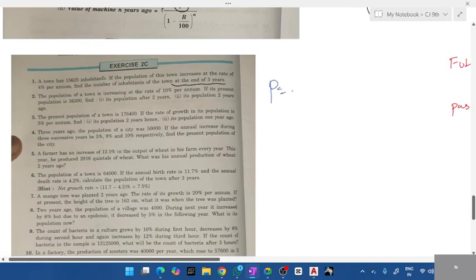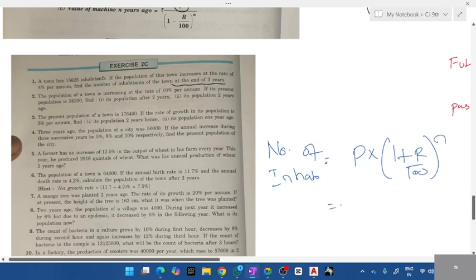P is equal to, for future, what do you do? Multiply or divide? Multiply. Yes. So what they've asked us is to find the number of inhabitants. You can directly write number of inhabitants. Inhabitants is nothing but population. Inhabitants equals P into, for future multiplication, 1 plus R divided by 100 to the whole power n.